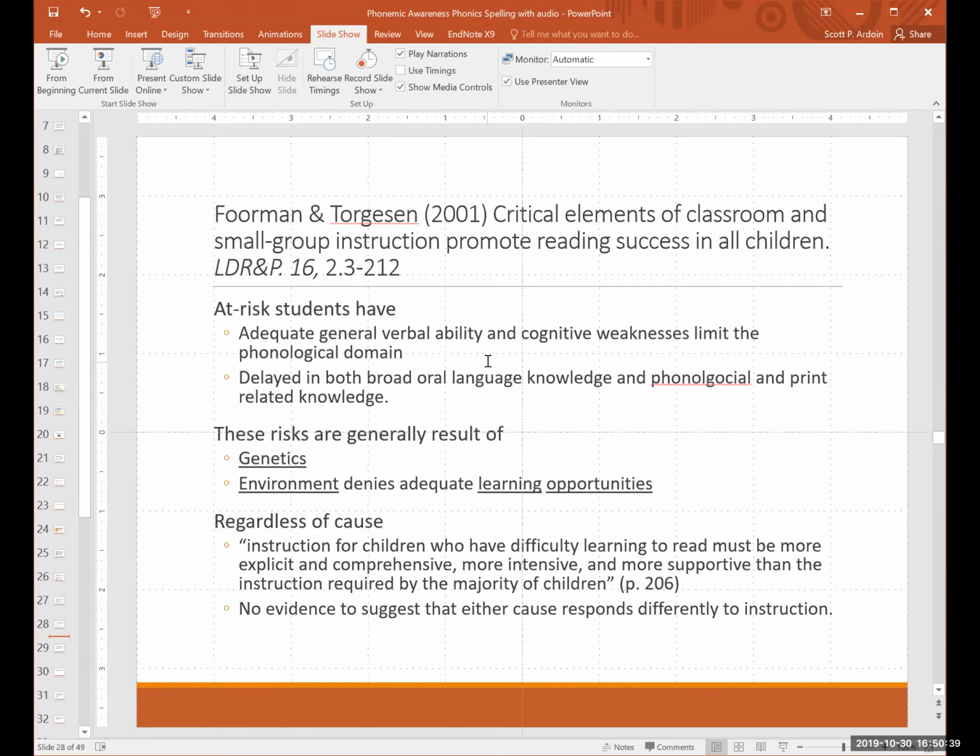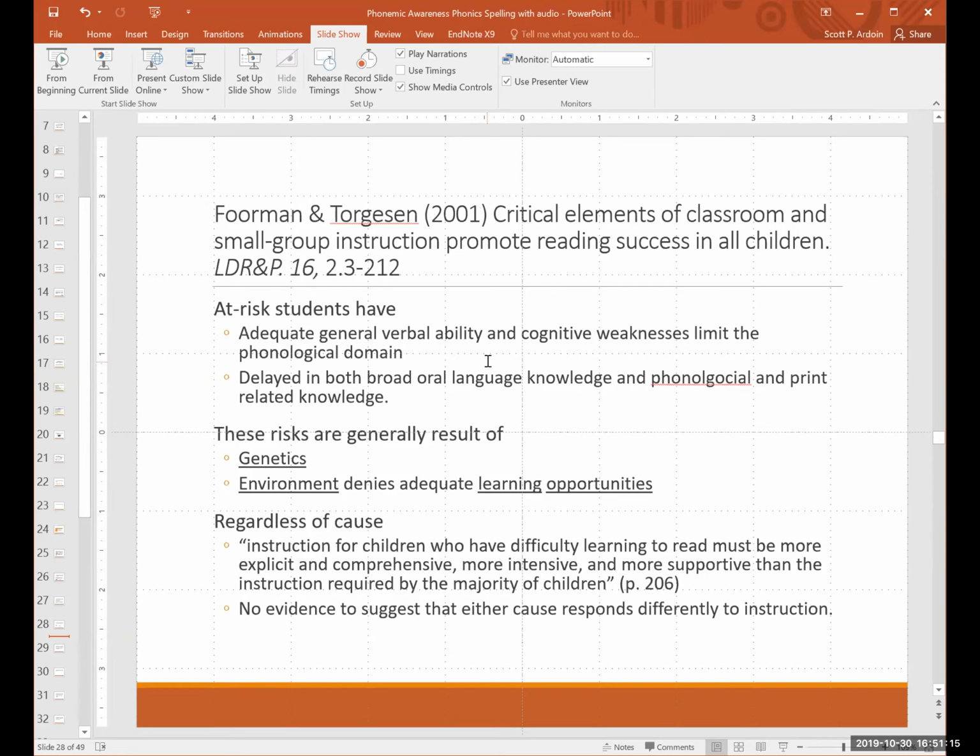These risks are generally the results of genetics, as well as the environment often denying them adequate learning opportunities. But regardless of the cause of students' difficulties learning to read, instruction for children who have difficulty learning to read must be more explicit and comprehensive, more intensive, and more supportive than the instruction required by the majority of children. There's no evidence to suggest that either cause responds differently to instruction.